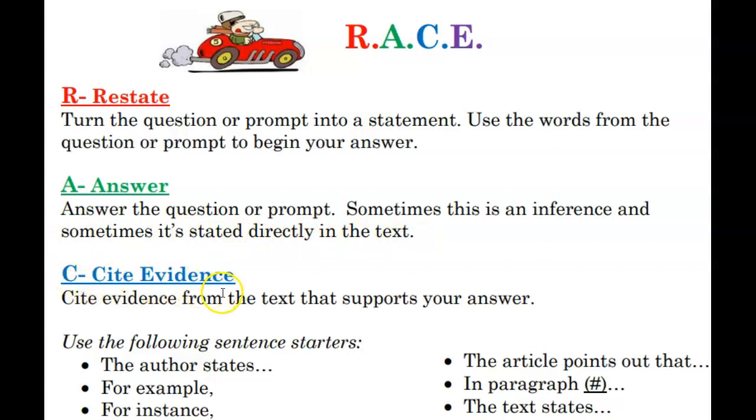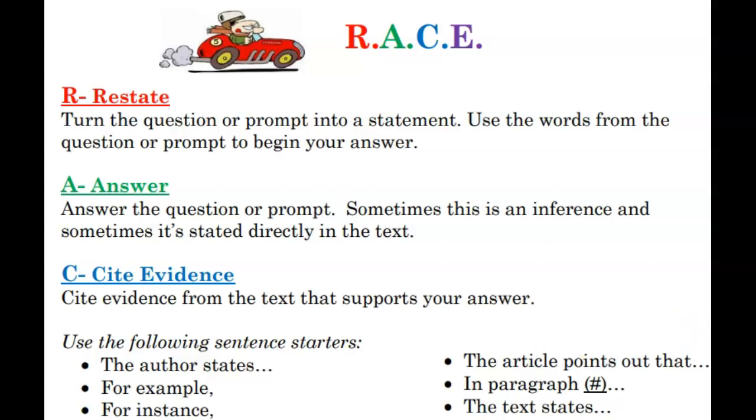C is cite evidence. This is citing evidence from the text that supports your answer. That means you get information right from the text. So you're going to use the following sentence starters. The author states, for example, for instance. You must use these sentence starters. The article points out that in paragraph number, you actually give the number, like number 3, it says this. The text states. You must use these. If you do not use these, then the person that's grading your paper does not know that you're citing information from the text. So you must use those, okay?